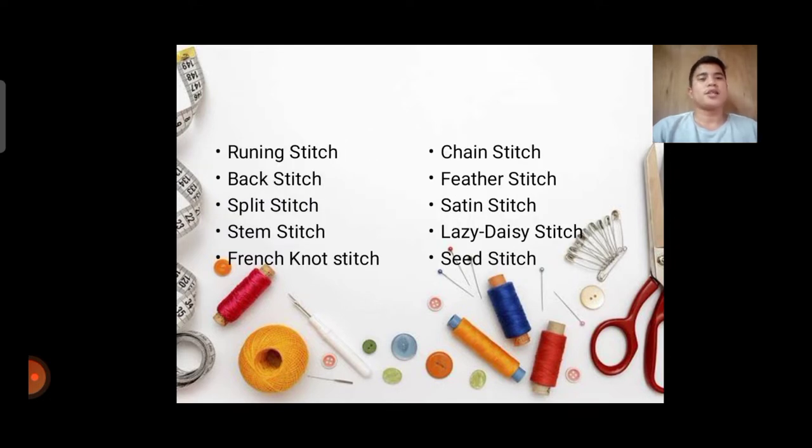So these are the 10 basic hand embroidery stitches. First is running stitch, back stitch, split stitch, stem stitch, fringe knot stitch, chain stitch, feather stitch, satin stitch, lazy daisy stitch, and seed stitch.